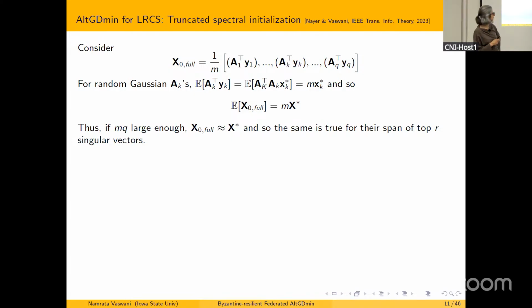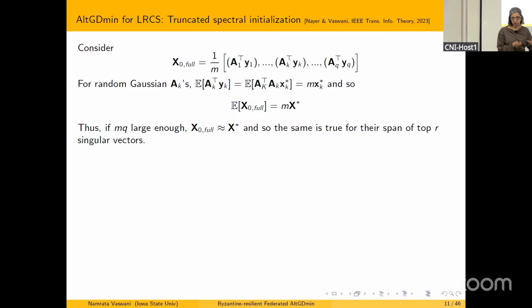But notice here there is a problem. What happens is that yes, in expected value it's true, and you would hope that X naught full, if mq is large enough, so if you have enough samples, law of large numbers kicks in, and X naught full is also, you can show that it's a good approximation of X star. Just because expected value is equal, just because it's unbiased, doesn't mean it's a good estimator. And if you can prove this, then you can also prove that the same is true for their column spans, right?